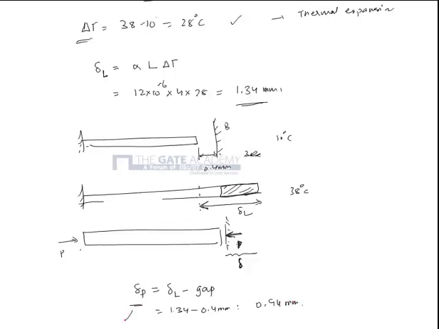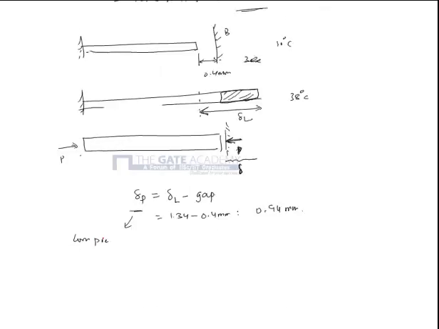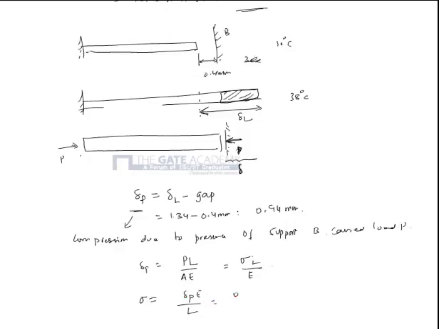Now this delta P is the compression due to the presence of support B. It is caused by the load P, so delta P can be written as PL by AE, just using Hooke's law, and P by A is your stress, so sigma L by E. What I'm asked is how much sigma is developed, so that will be delta P E by L. Let's plug in the values.